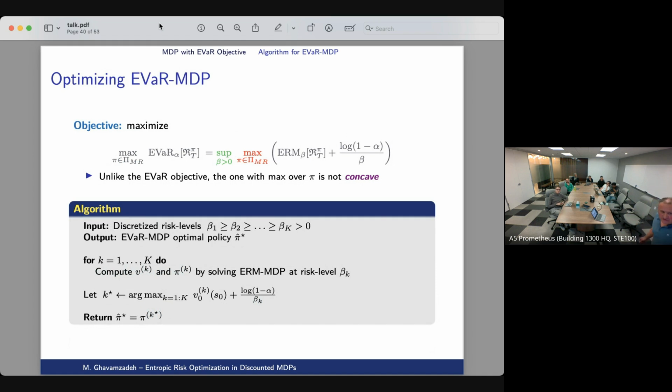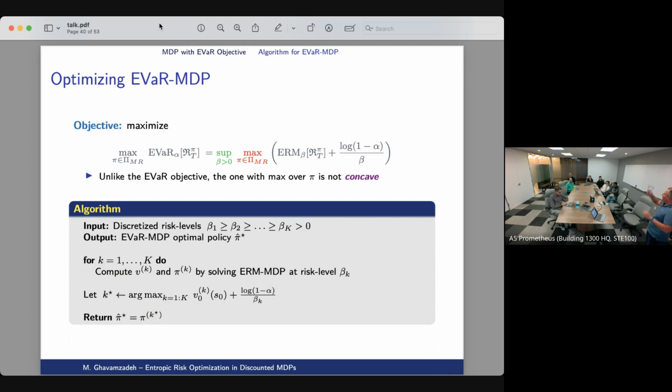So I repeat the same equation. The max of EVAR is the sup over beta of the max of ERM. The problem is, unlike the EVAR objective, this term, because of the max, is not concave. Everything from max on is not concave. So therefore, we cannot just apply a gradient on beta and go for the optimum of beta. Optimizing over beta is not easy because the objective after the supremum is not concave or anything, because of the max over the policy. So this makes life hard for us.